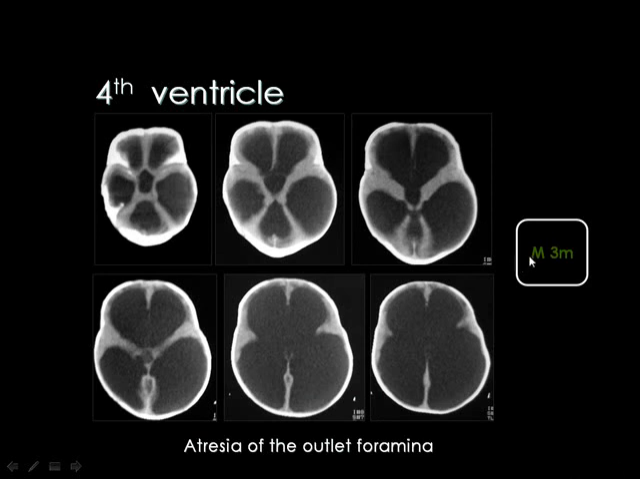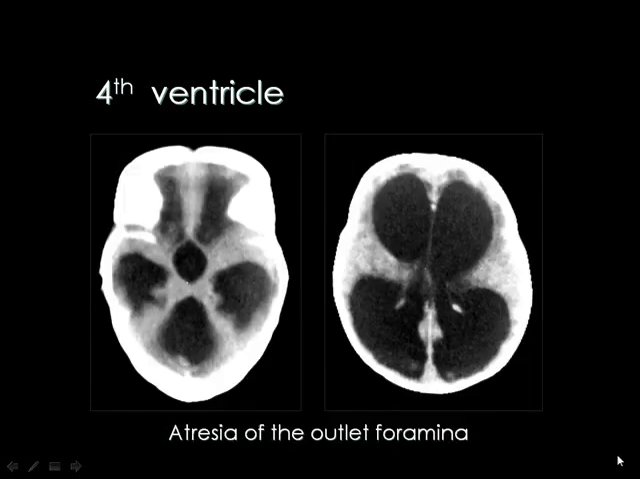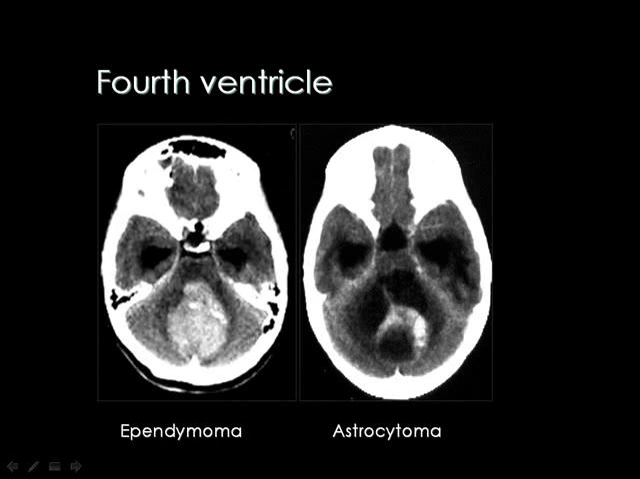This is a male child, 3 months old, and the CT scan of his brain shows atresia of the outlet foramina of the fourth ventricle because the fourth ventricle is ballooned. Another case of atresia of the outlet foramina of the fourth ventricle with ballooned fourth ventricle.